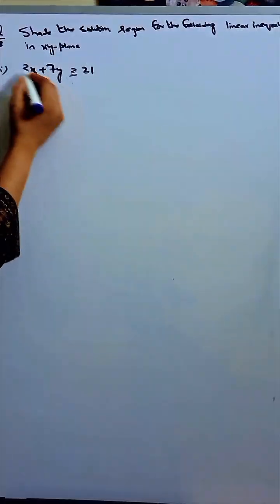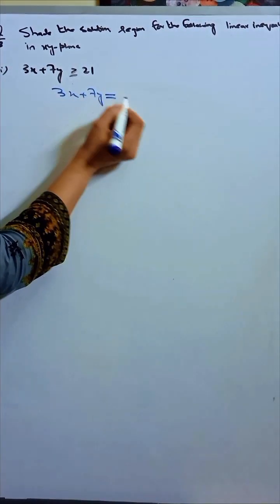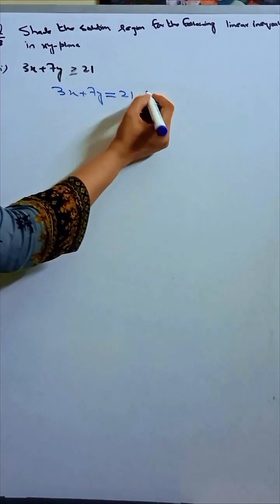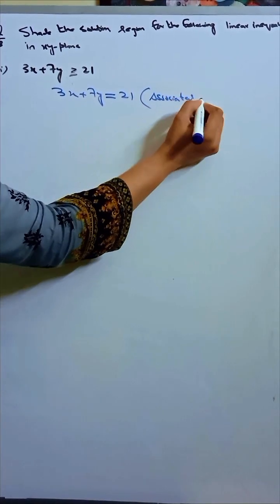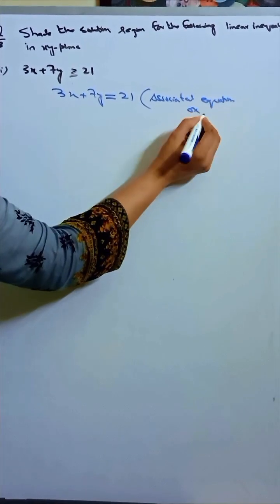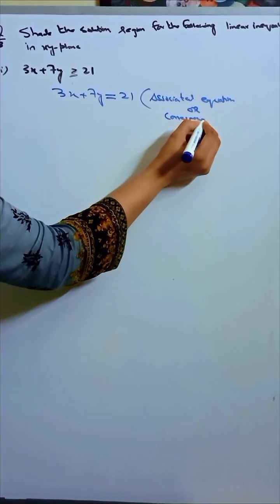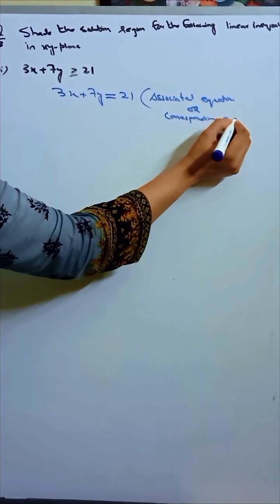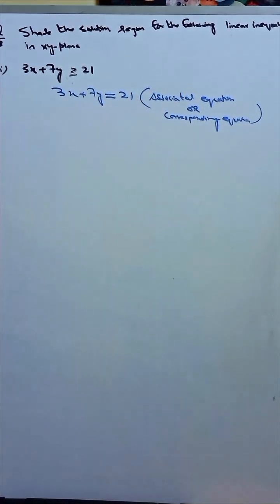Like this way. So first, the order 3x plus 7y equals 21. This is called the associated equation, or the corresponding equation. Got it? Both names are the same.